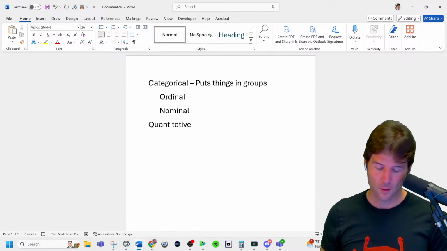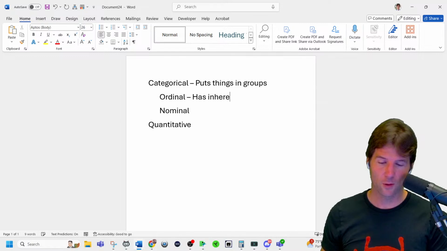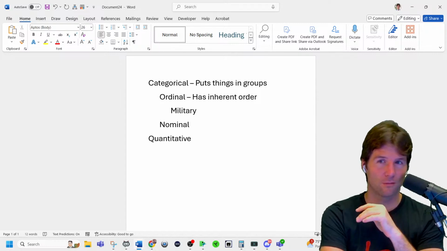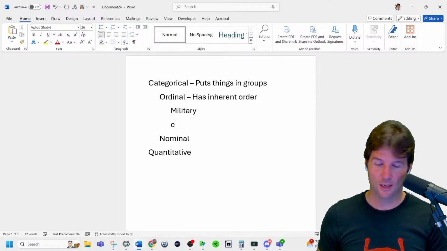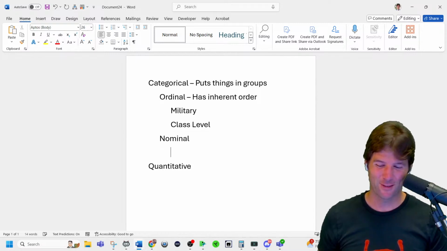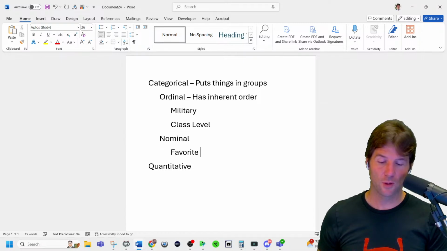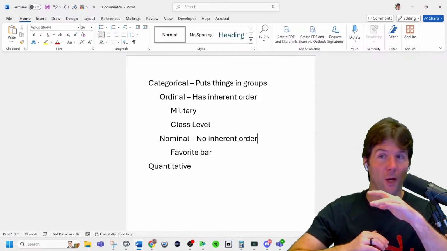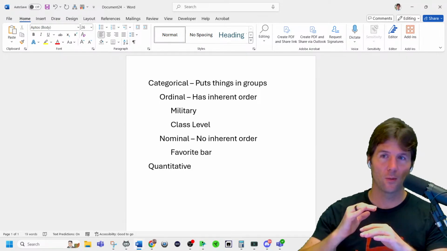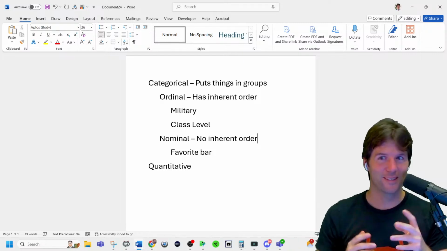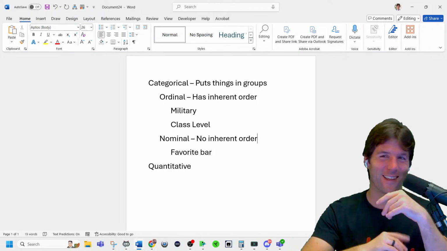If you go to ordinal, ordinal has an inherent order to it. As in, military rank goes from like private, sergeant, second lieutenant, first lieutenant, captain, something like that. It goes in order. Also, things like class level: freshman, sophomore, junior, senior. And favorite bar, if you make a pie chart of it, is going to be nominal, because there's no inherent order to this. You wouldn't say it goes cool beans and then half barrel and then barcade. No, there's no inherent order. Like, steak preference goes from rare, mid-rare, mid-well, well, and then hockey puck higher, or blue rare even below.